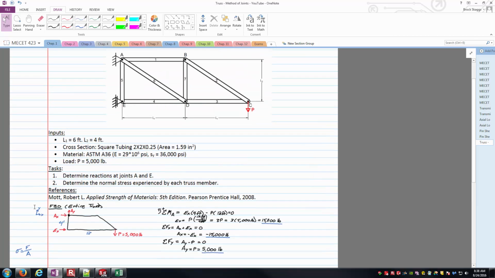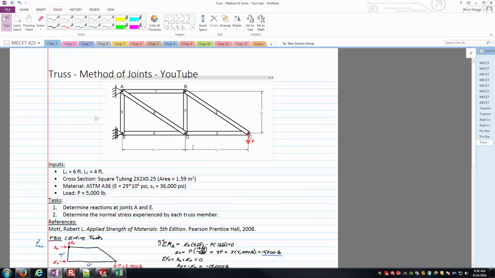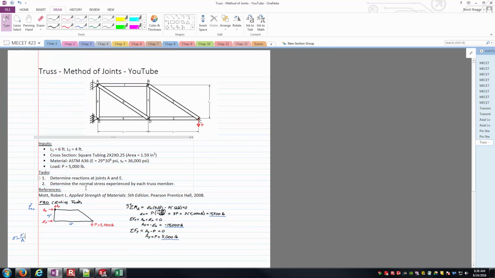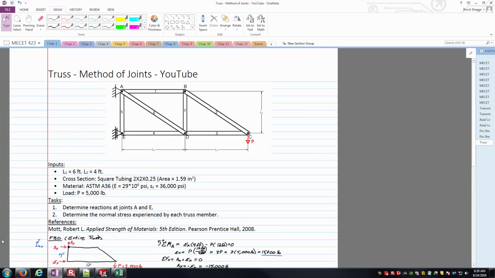But the force carried by each truss member is not apparently given, right? I know that the load P hanging way out here at the far right end of the truss is 5,000 pounds, but that doesn't mean each one of the members is carrying 5,000 pounds. So we need to use some statics to come up with the force carried by each member. We're going to emphasize using the method of joints to solve for the forces, and then from the forces we can solve for the normal stresses.